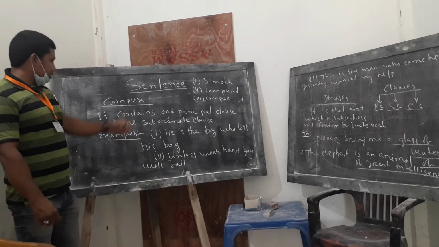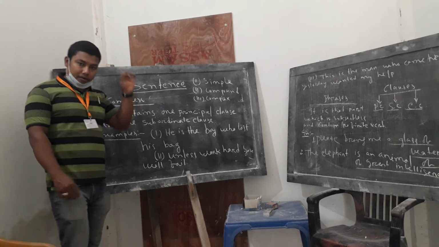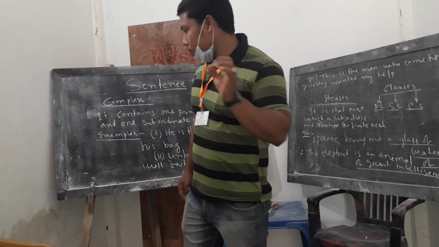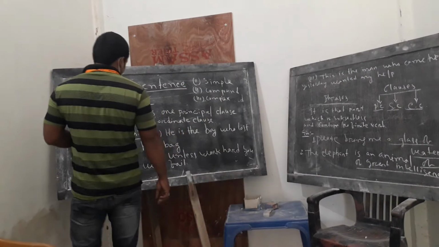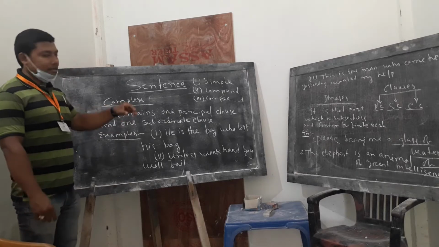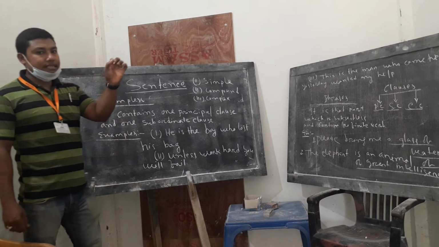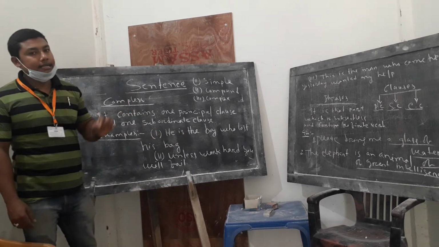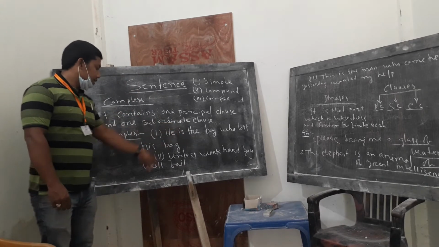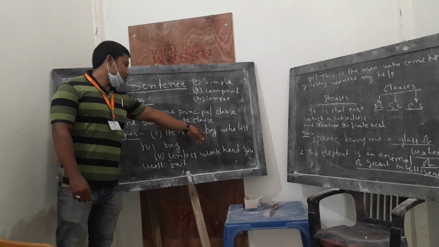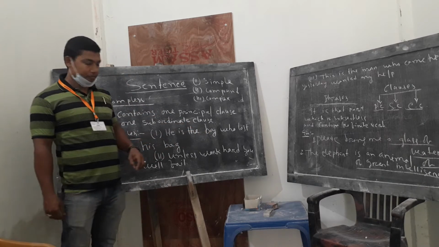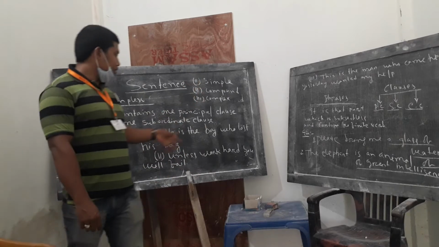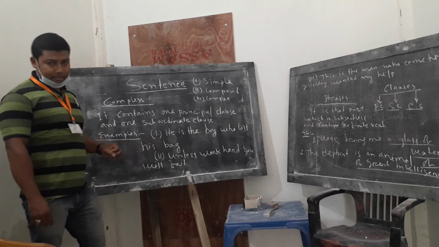The definition of a complex sentence is that a particular sentence which contains a principal clause and a subordinate clause is called a complex sentence. Means a complex sentence contains a principal clause and a subordinate clause. These are the examples. Suppose, he is the boy who lost his bag. Unless you work hard, you will fail. Both are examples of complex sentences.